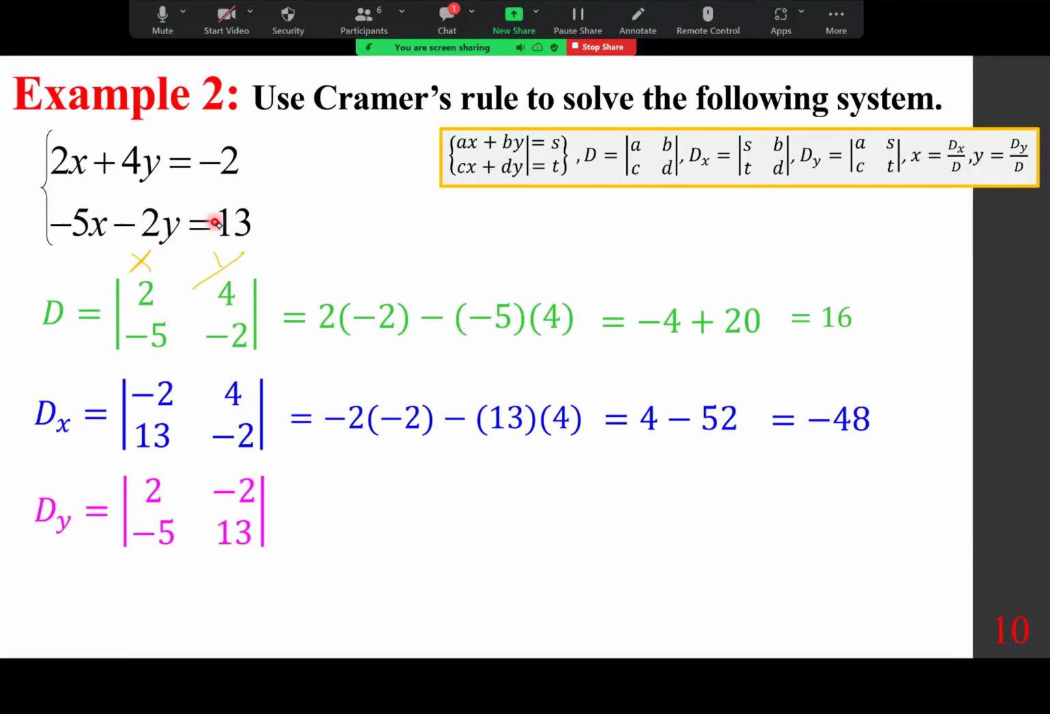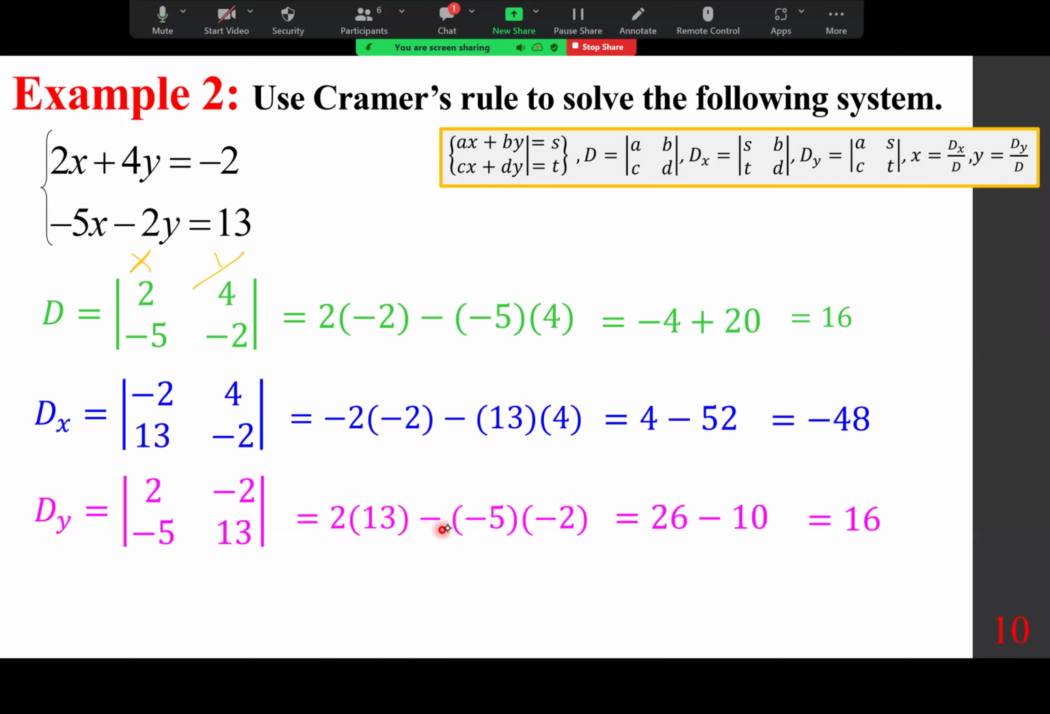Now, of course, we repeat the determinant: 2 times 13 minus negative 5 times negative 2. So this is 26. This would be positive 10, with this makes it negative 10, so the answer is 16.